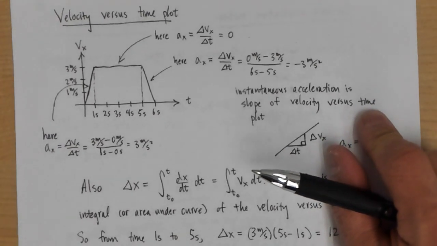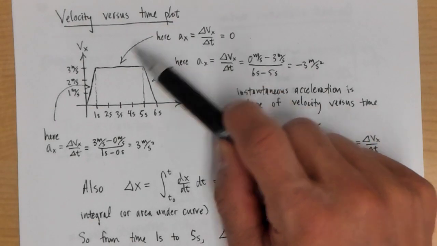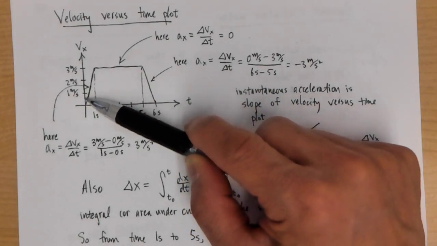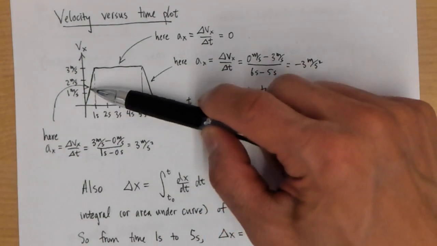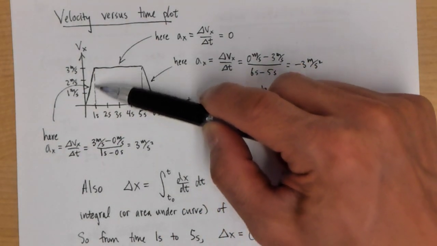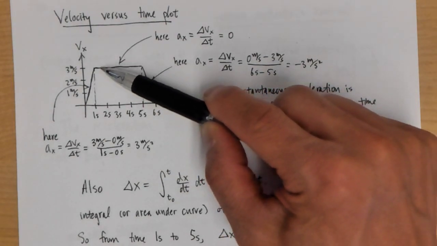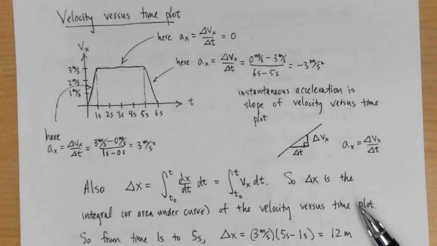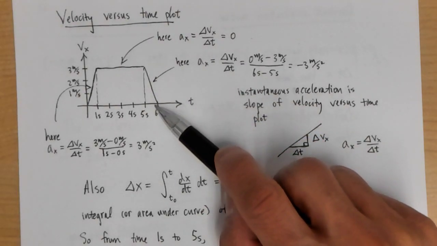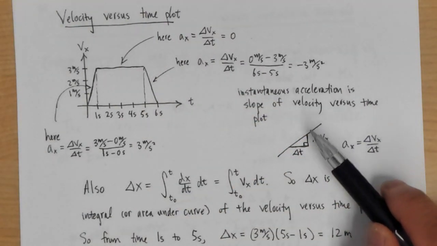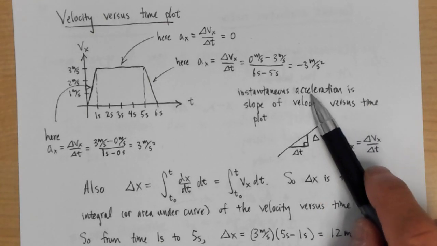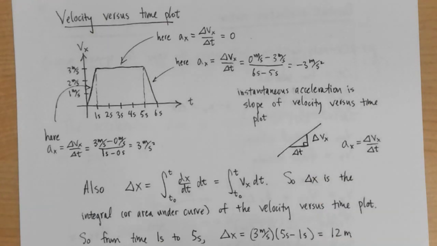Okay, now if we have a plot of the velocity versus time, then the slope here is the acceleration, the instantaneous acceleration. We have 3 meters per second, rise over the run is 1 second, so 3 meters per second squared. Here the acceleration is 0 because it's 0 slope for the velocity curve. And then for this region here, the slope will be negative 3. Okay, drops 3 over 1. So the slope is going to be the instantaneous acceleration, the slope of the velocity versus time plot.